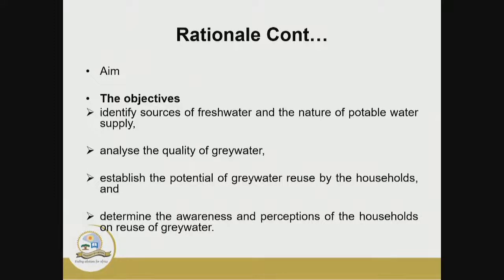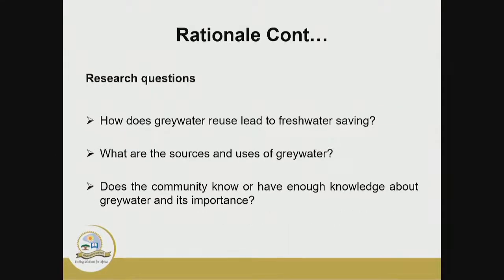The aim of the study is to assess the potential of grey water reuse at Ratoka Village. And the objectives of the study are as follows: to identify sources of fresh water and the nature of potable water supply, to analyze the quality of grey water, to establish the potential of grey water reuse by the Ratoka Village households, and also to determine the awareness and perceptions of Ratoka households on the reuse of grey water. The research questions are displayed there.